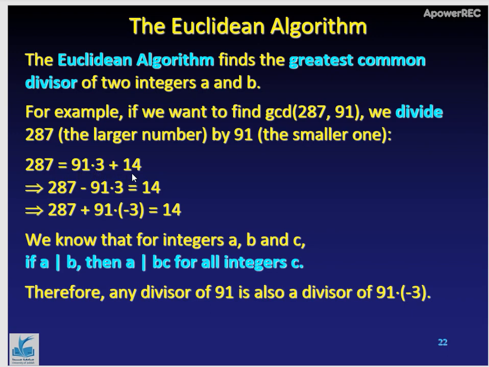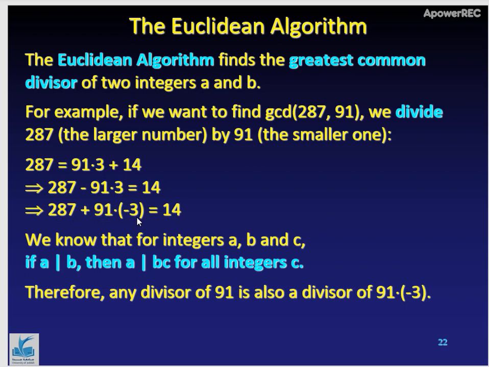Okay. So let's say we express this equation in such a way that we take this term, 91 times 3, to the left hand side so that it comes with a negative sign. Then we identify that we can express 14 as a combination of 287 and 91, which were the original numbers, times minus 3, which is the quotient.